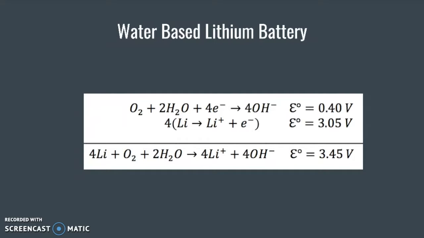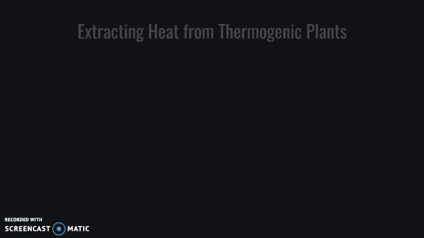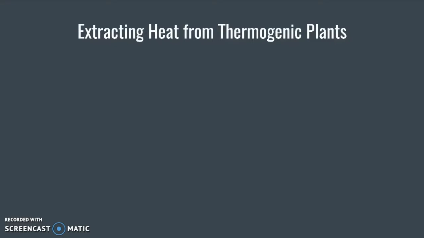And if you look at this diagram, using two very abundant and renewable resources, water and oxygen, along with lithium metal, a fairly large amount of voltage can be produced. Commercializing a battery based on this simple reaction could revolutionize batteries altogether. The second idea was extracting heat from thermogenic plants.